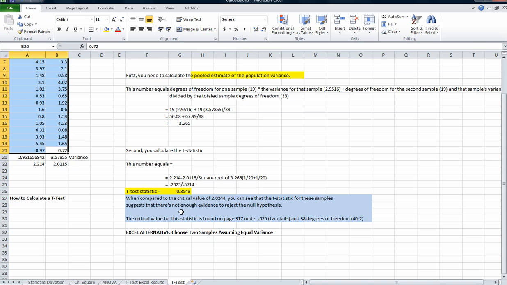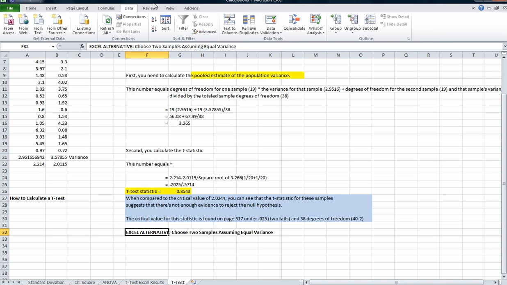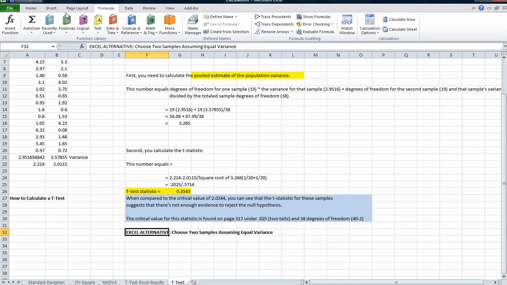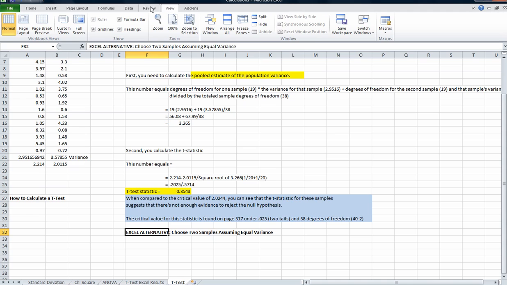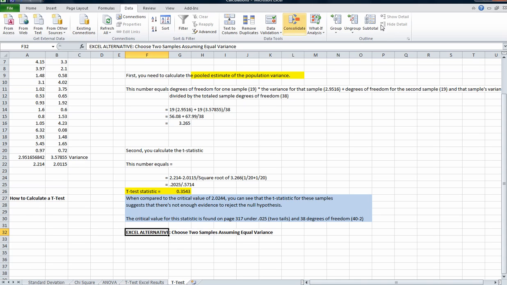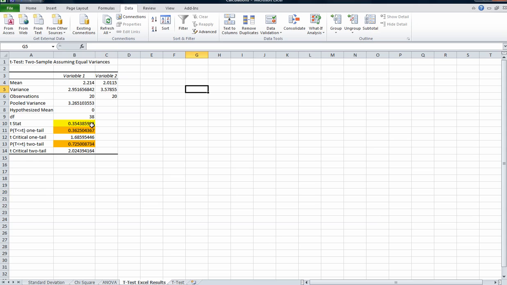And one alternative, of course, is to simply go into the Excel alternative and choose two samples assuming equal variance, which is the t-test for this. So let me see if I have it on here for the day. I may not actually have it on this one. I don't have it on here. It would show you data analysis over here. But I did run a t-test using Excel for you. And you could see here are the Excel results.